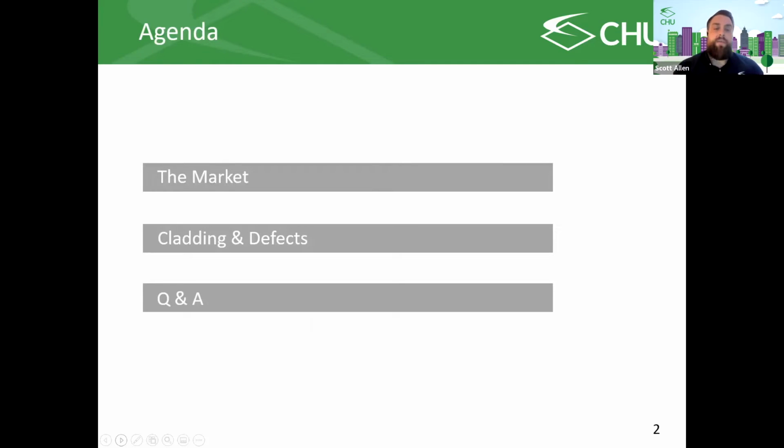Our agenda for today, we'll go through the market. So where are prices going? How does the market actually work? What's affecting it? And if we look into the crystal ball, what do we expect for the future? We'll do a quick session on cladding and defects, because they are unfortunately very, very common throughout the owners corporation sector and a lot of the properties we see and a lot of the properties we insure. But it'll help highlight what the issues are there and what you can do with those properties.